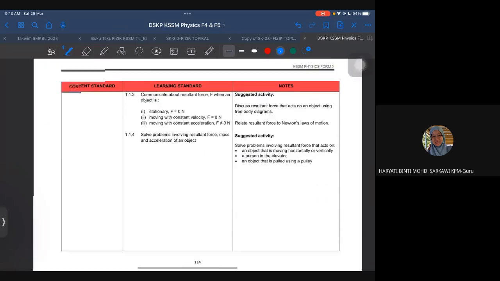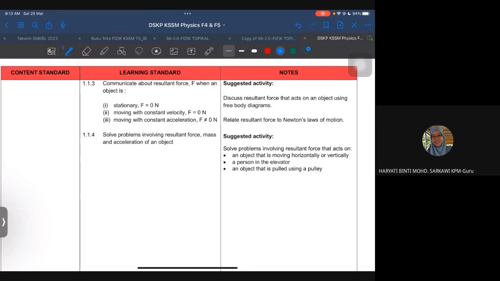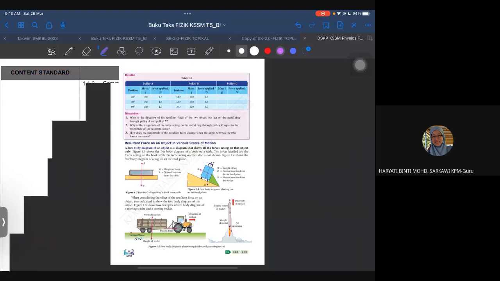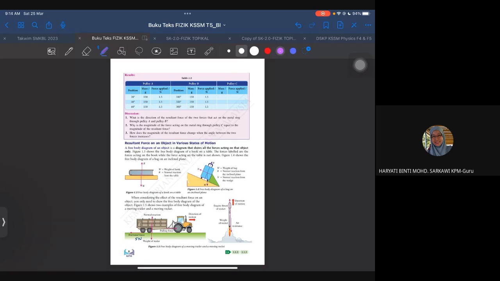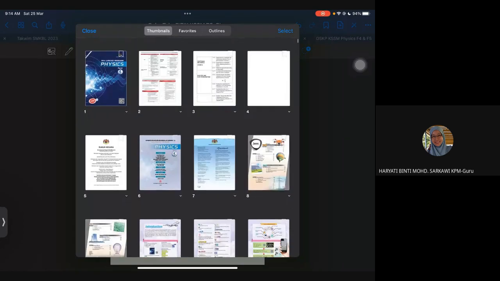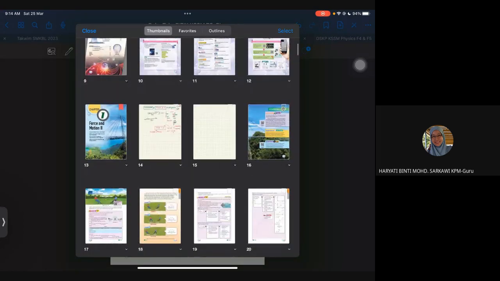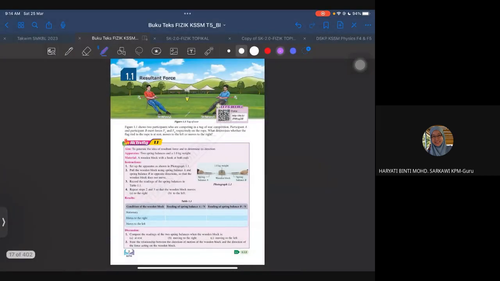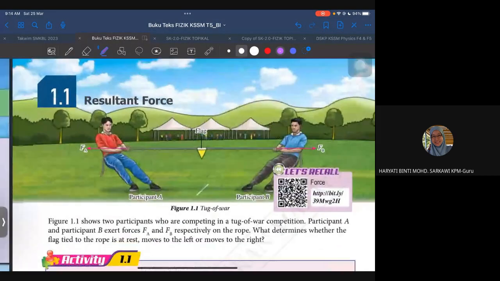Then, still in the first subtopic, we determine the resultant force when the object is stationary, moving at constant velocity, or at constant acceleration. Then finally, solve problems. I will strictly follow the textbook, so you can open your textbook also. So this is the first subtopic, resultant force.